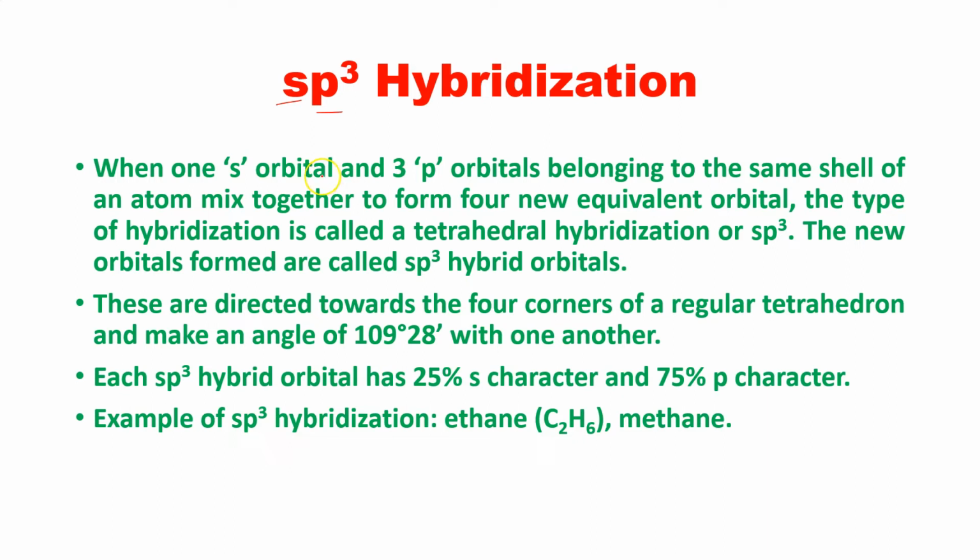So let us take an example of sp3 hybridization, that is ethane or methane. We will take one example of how the hybridization takes place in the case of methane. For an example, let us take hybridization in alkanes, and we will take the example of methane for that purpose.